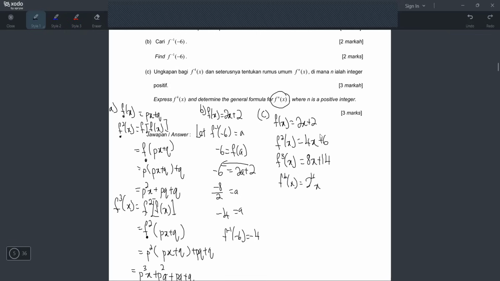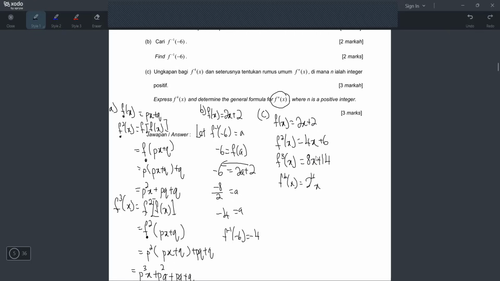Then what about the number at the back? 2, 6, 14. Okay, this 2, 6, 14 will have some relation with the number in front here. Because if you remember, when we find the f square x, we will expand it, right? We will expand it. So this 2, 6, 14, actually it's this number, which is 2.